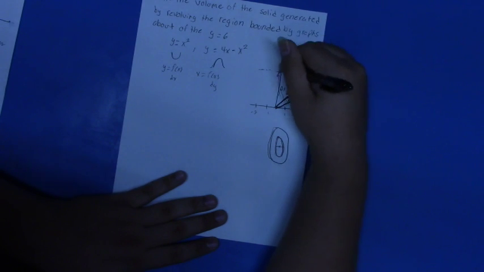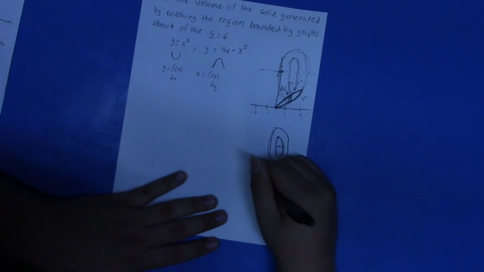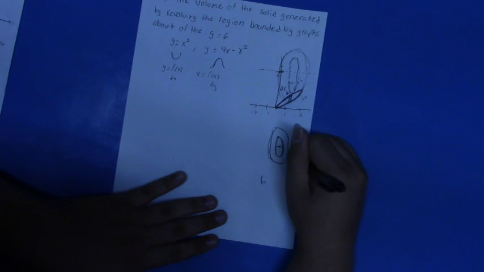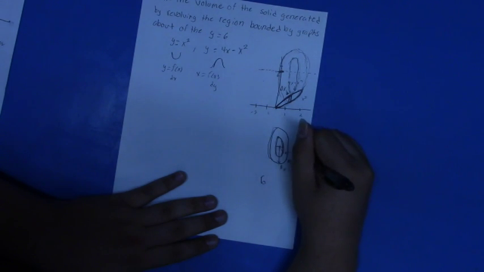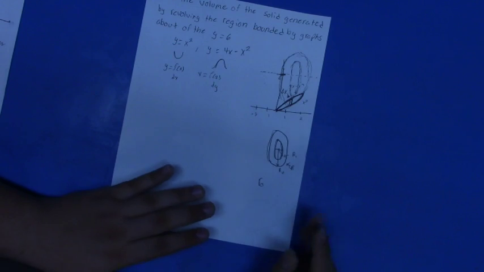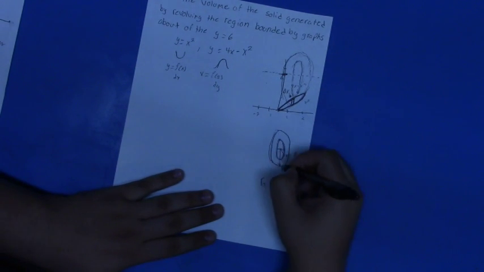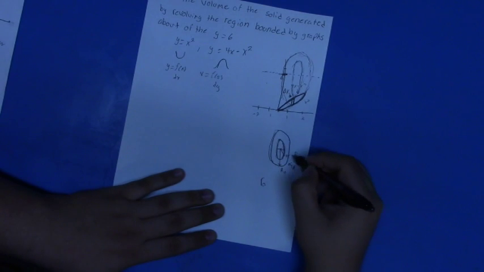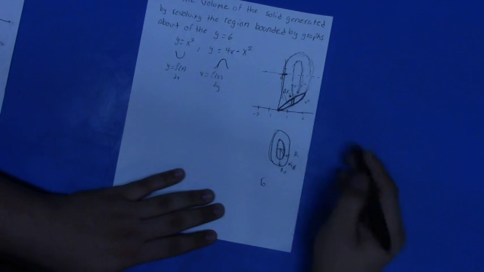We want to find an outer radius, just R outer. And then this will be radius inner. We're going to be using this to find the area of what we can see as two discs inside of each other. So to find the area of the outer disc, we're going to be using the outer radius.